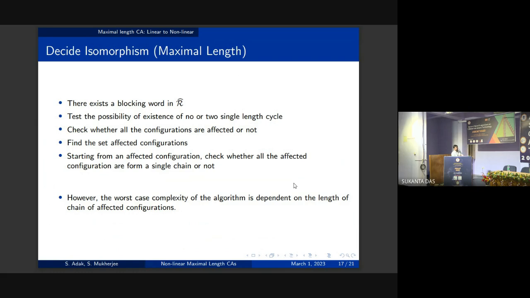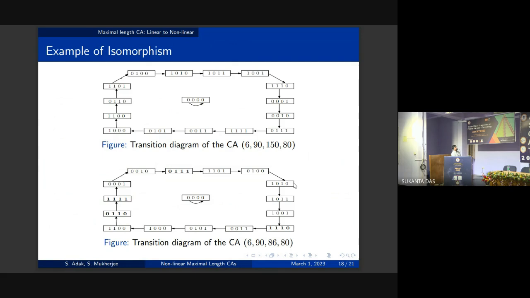So this is the same example which I took in the PPT. There are only four affected configurations. Suppose we start from that configuration, then we have to reach from that point to here. That means somehow we can ignore some configurations, so we cannot reach the worst case. So in this procedure, we generate the nonlinear maximal length CA starting from the linear maximal length CA.